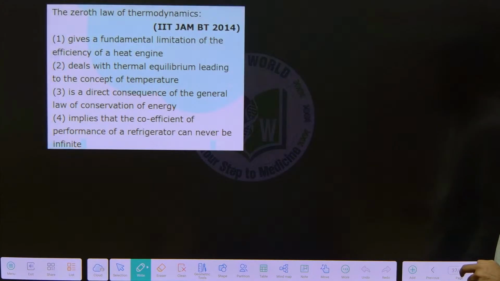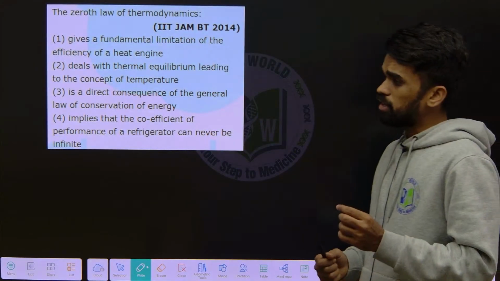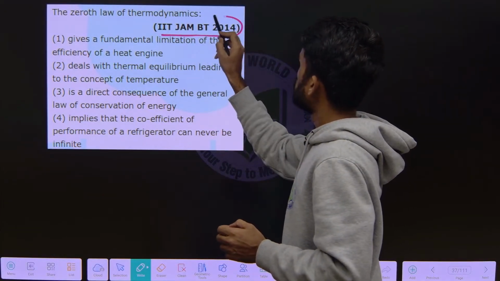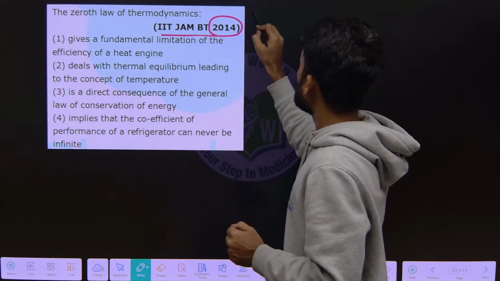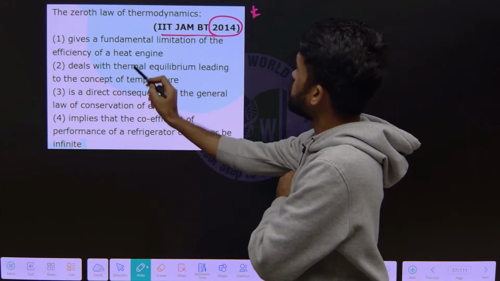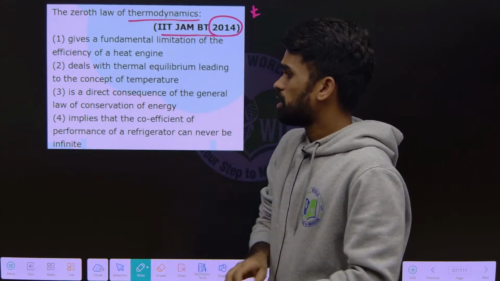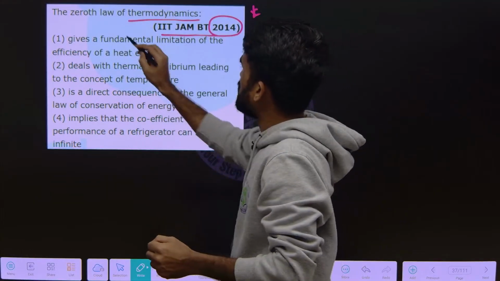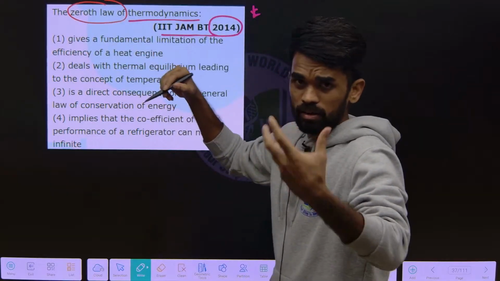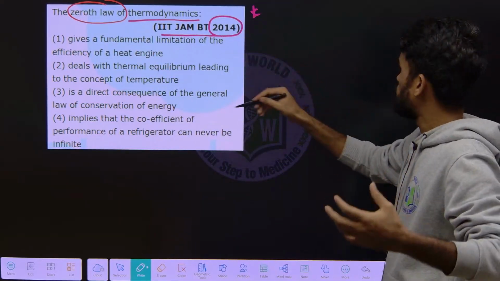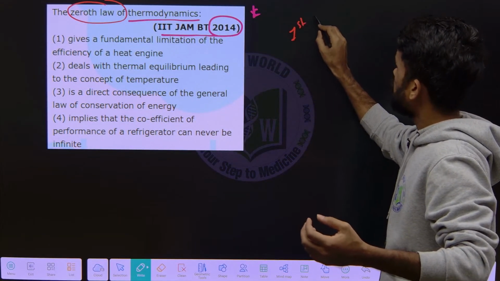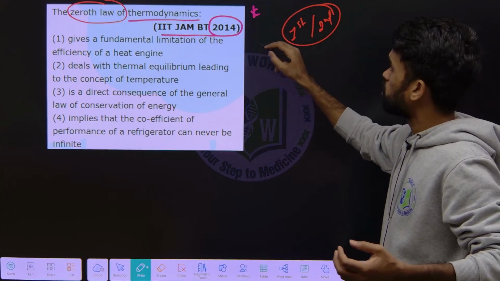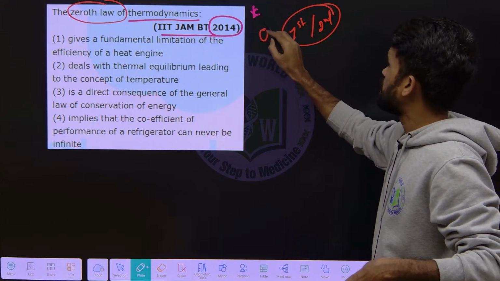Okay, that's it. Next. Now the first question here is from IIT JAM 2014. Very easy. Look at this: the 0th law of thermodynamics. What do we mean by the 0th law first? First of all, why did they name it the 0th law? Before this, they had already proposed the first law and the second law. There is no other way to give the name, therefore they considered it the 0th law.